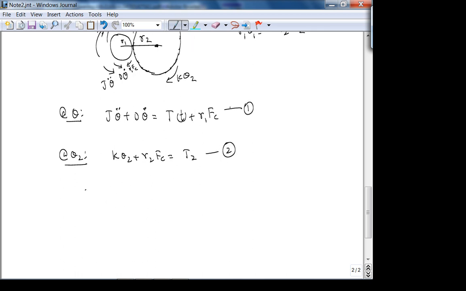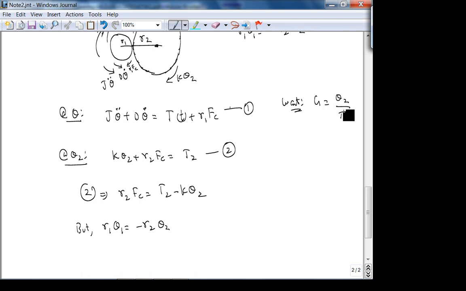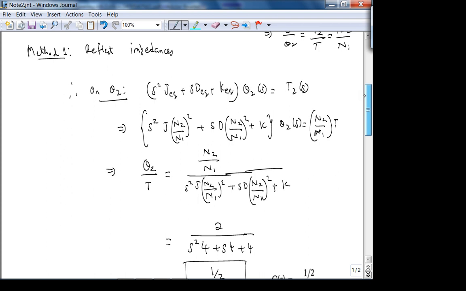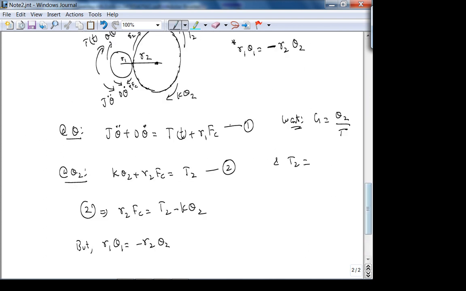So let's do this. This is correct, but let's eliminate FC first. So 1, 2. So 2 implies that R2 FC equals T2 minus K theta 2. Yes? But let's see, R1 theta 1 equals minus R2 theta 2. So what do we want? We want G, which is theta 2 over T. So we got to eliminate theta 1 and T2. And T2, this doesn't change. We computed this here. T2 is N2 over N1 times T. Yes.